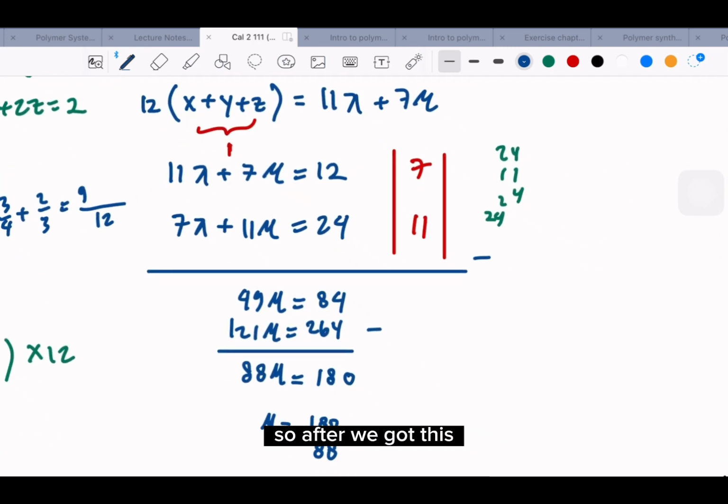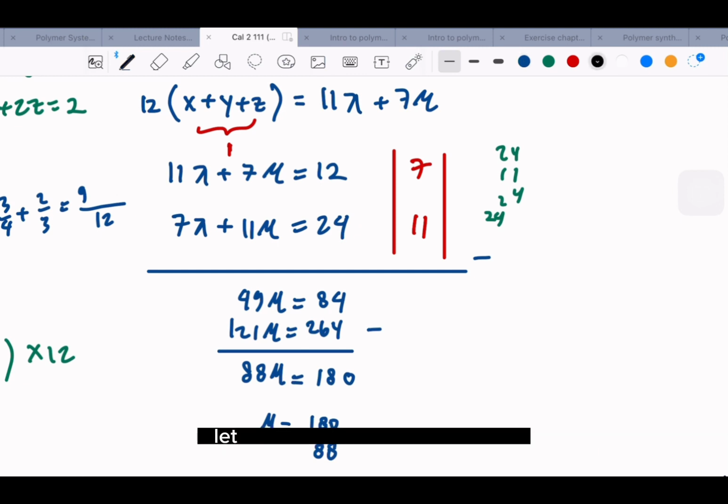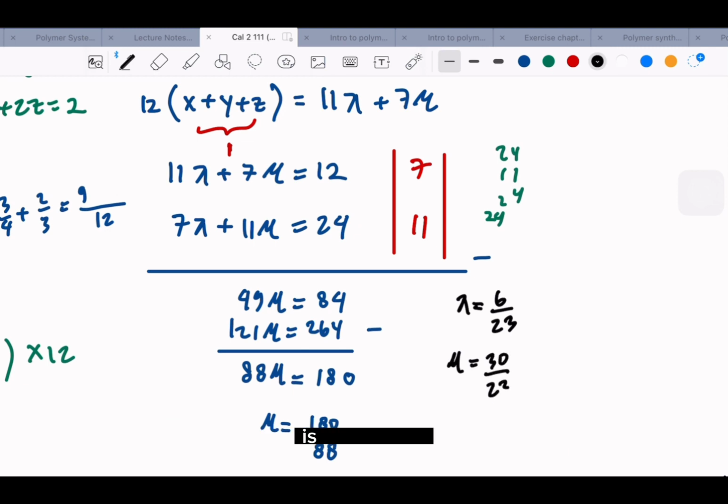Okay, so after we got this, but let me just check what is the final answer. Okay, what is the final answer? Let me check the correct answer. Okay, it says that the lambda is 6/23 and the mu is 30/23. Is it the same? Or maybe I have it wrong.